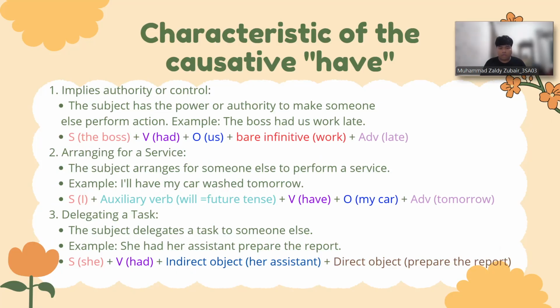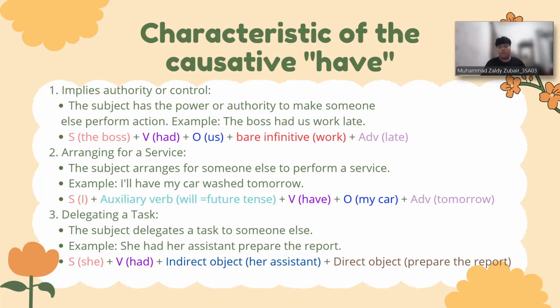Characteristics of the causative have. Number one, implies authority or control. The subject has the power or authority to make someone else perform the action. Example: the boss had us work late. Subject the boss plus verb had plus object us plus bare infinitive work plus adverb late.